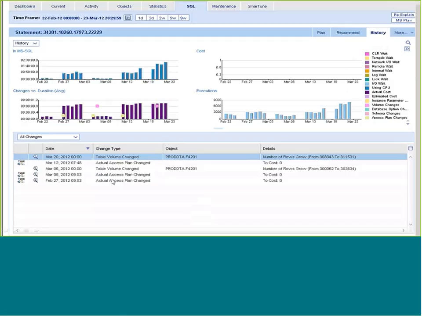Well, Precise, by keeping a detailed history, including the execution plan and journal changes to the tables and indexes that SQL statement used, we were able to pick up that the access plan changed on February 27th. Monday through Friday's bad week. Come March 5th, right, the access plan changed again. This is a good week. This pink star tells us the volume of data.